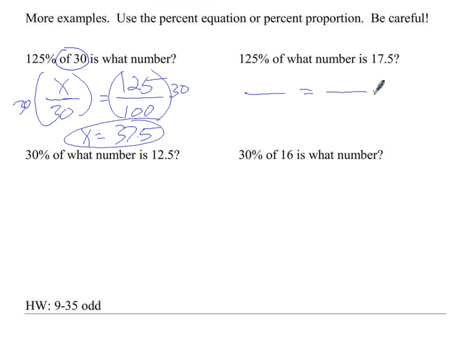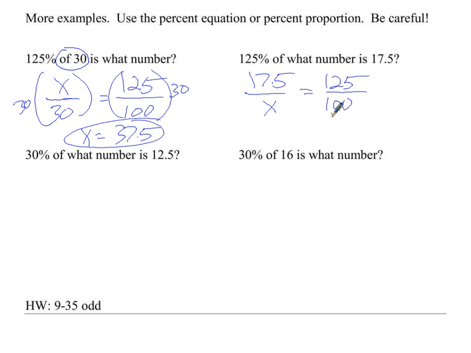Set up the proportion. I have 100 sitting here. They give me the percent, so that must be 125 there. Then they say, is 17.5, so 17.5 goes there. And of what number? That's where my x goes. Because the variable's in the denominator here, I have to cross multiply. But look at how this is set up. I have 125, which is bigger than 100. So I have something bigger over something smaller. I must have something bigger over something smaller here also. So that number has to be smaller.